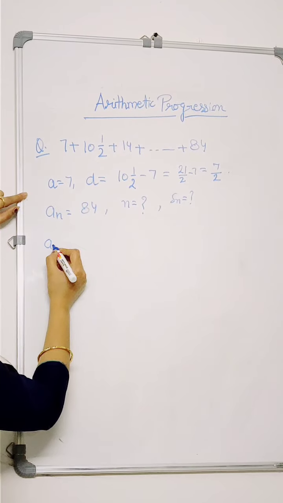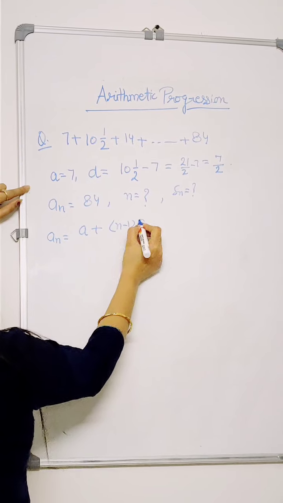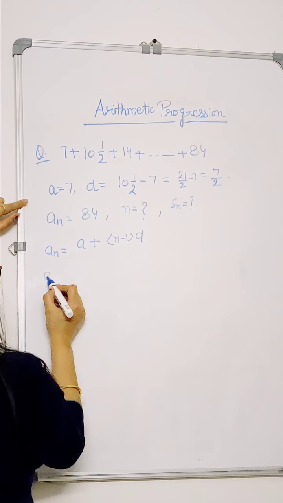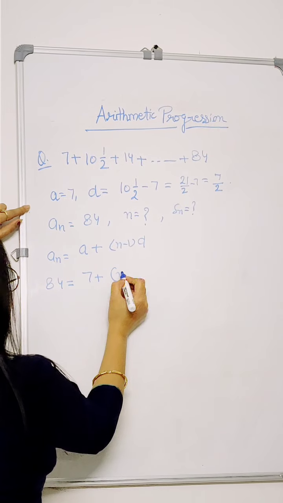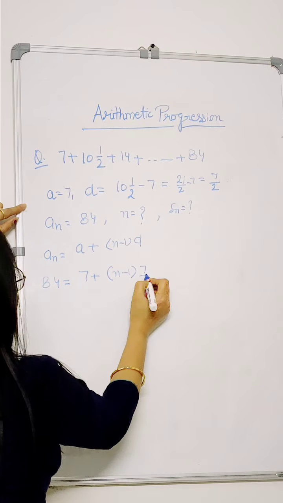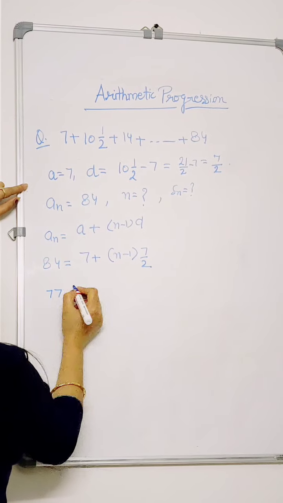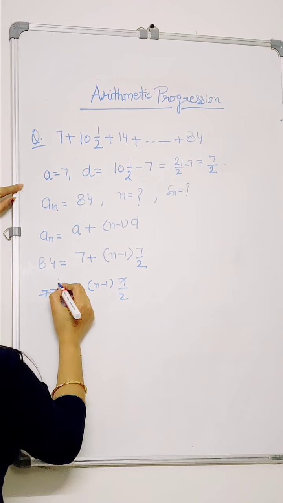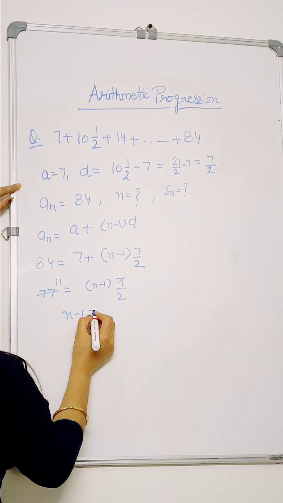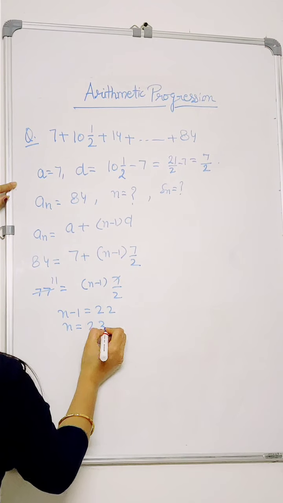Then the formula is an is equal to a plus n minus 1 into d. an is given 84, a is given 7, we have to find n, and d is 7 upon 2. 84 minus 7 is 77, equal to n minus 1 into 7 upon 2. n minus 1 is equal to 22. n is equal to 22 plus 1, 23.